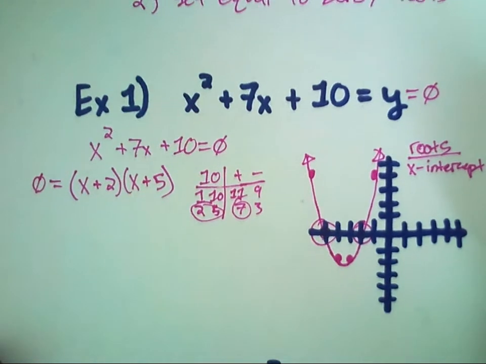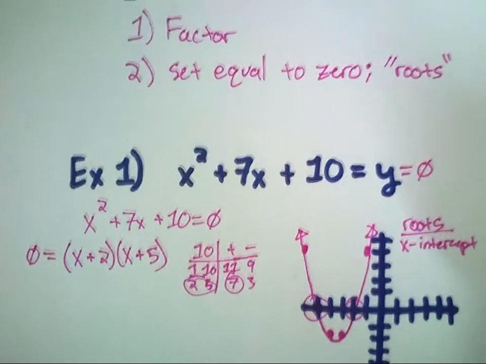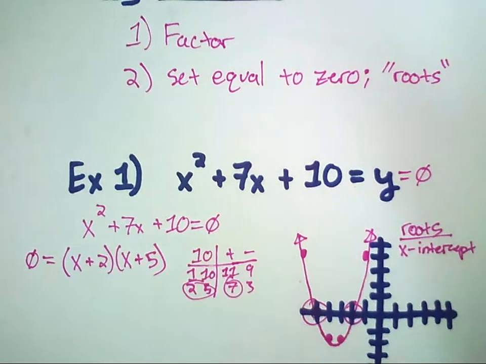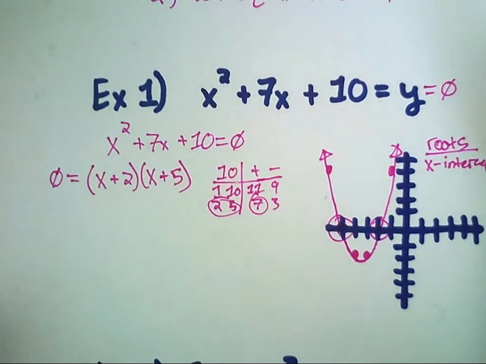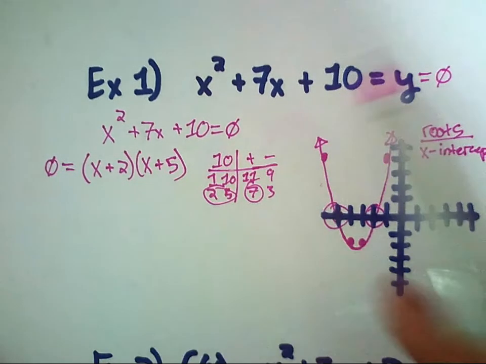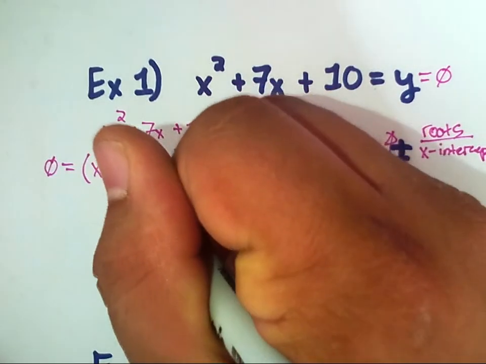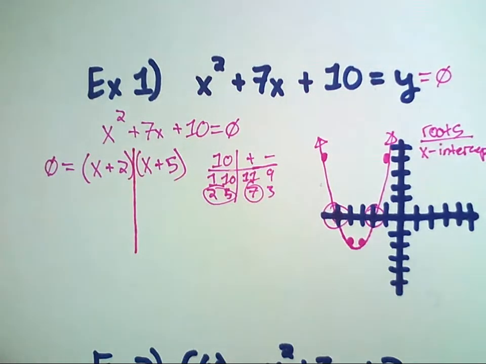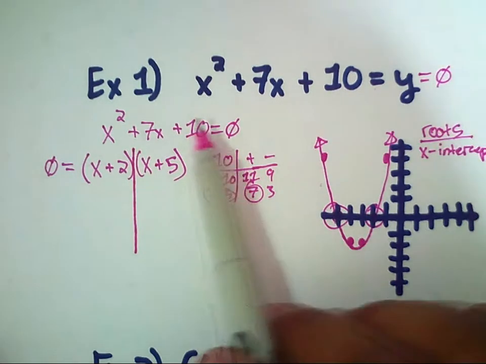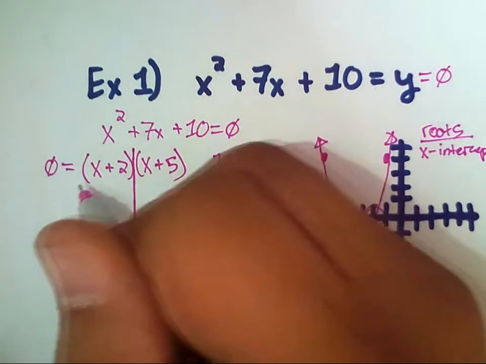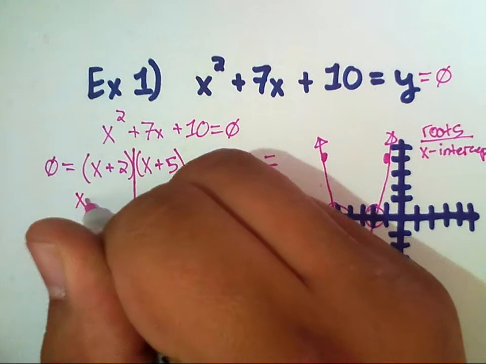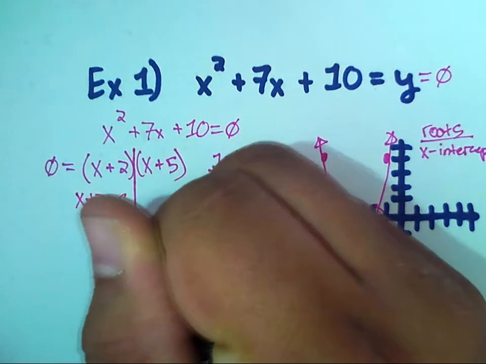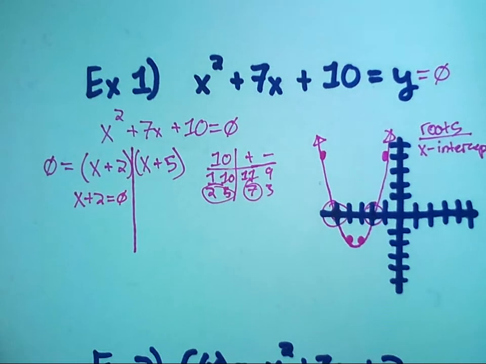Now, here's where it gets a little tricky, and we're going to go ahead and involve the second part of set it equal to 0. What I'm going to do is take the two binomials and split them apart. And what this is going to do, it's going to find the two roots, or the two x-intercepts of the quadratic. So here we go. On the left side, I'm going to rewrite this as x plus 2 equals 0. And what I'm going to do is solve for x.